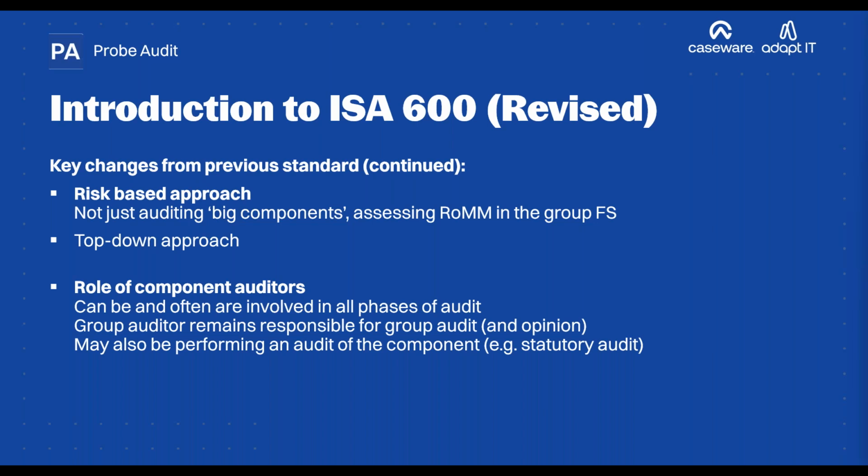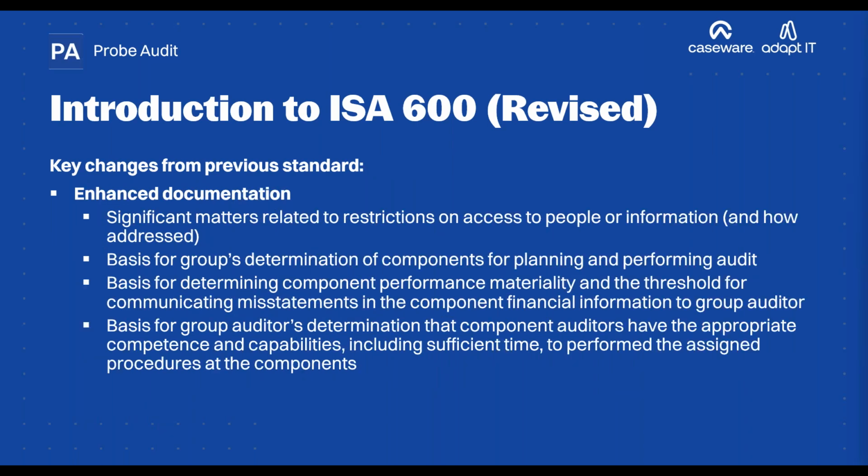Right, then if we go and we have a look at the documentation requirements. So I've jotted down all the documentation requirements, but there is a lot of emphasis here on the basis for the determination of the components, for example, for planning and performing the audit. The significant matters, I'm sure no one's surprised by that, all significant matters, but then specifically related to restrictions on access to people, restrictions on access to information, and then how did the group auditor address those restrictions?